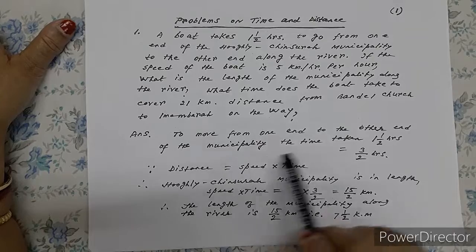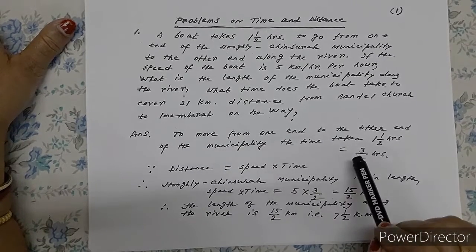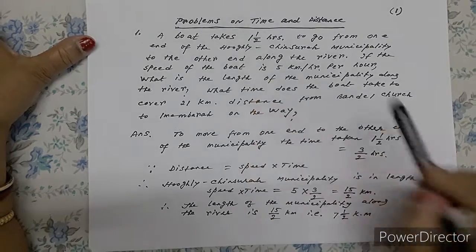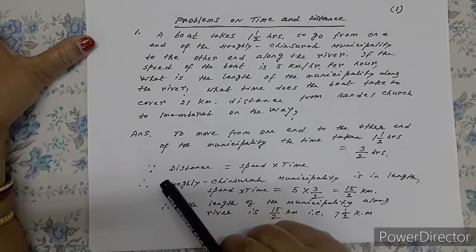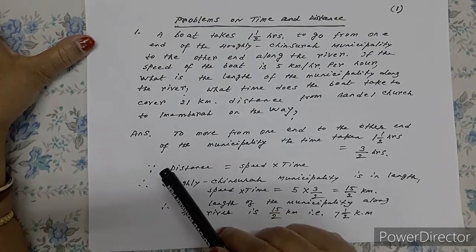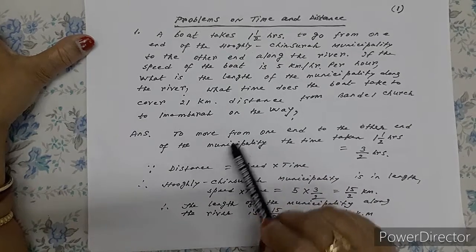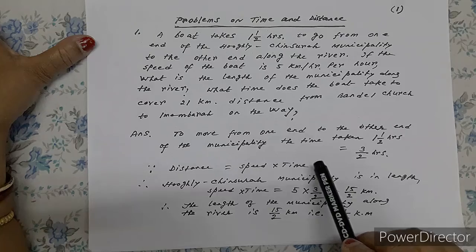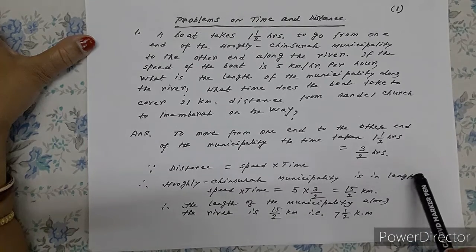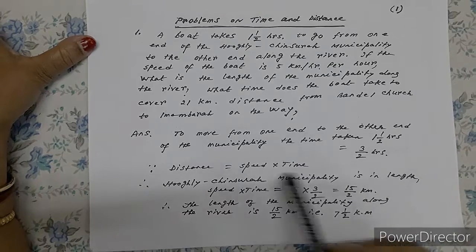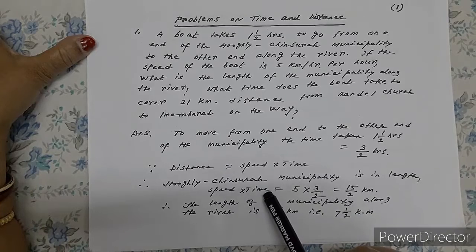To move from one end to the other end of the municipality, the time taken is 1.5 hours, that means 3/2 hours. In part 1 of time and distance, I have already shown the formula: distance is equal to speed into time. Therefore, the length of the Hooghly-Chinsurah municipality is speed into time.